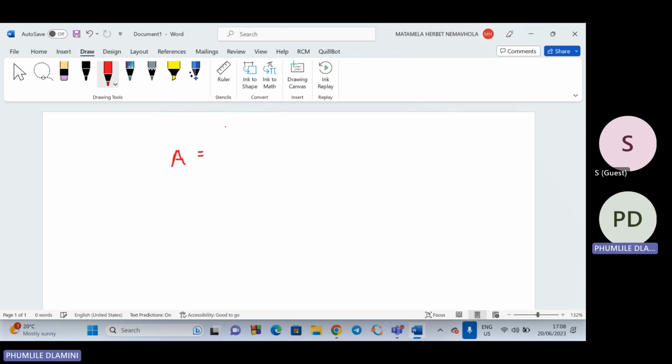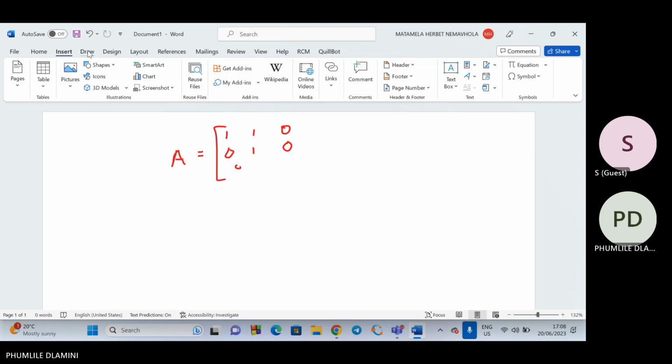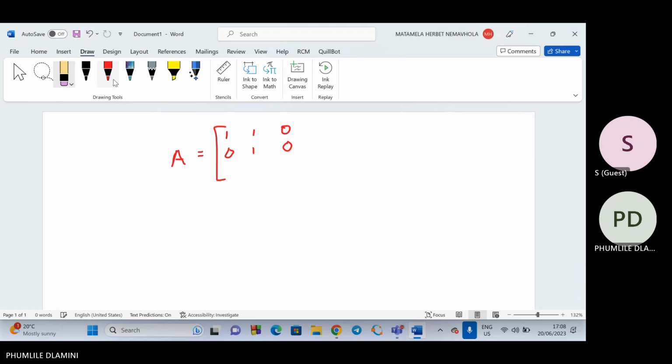So our matrix A is going to be 1, 1, 0, 0, 1, 0, and then we also have 0, 0, 0. So in this matrix A here, we have to solve it.